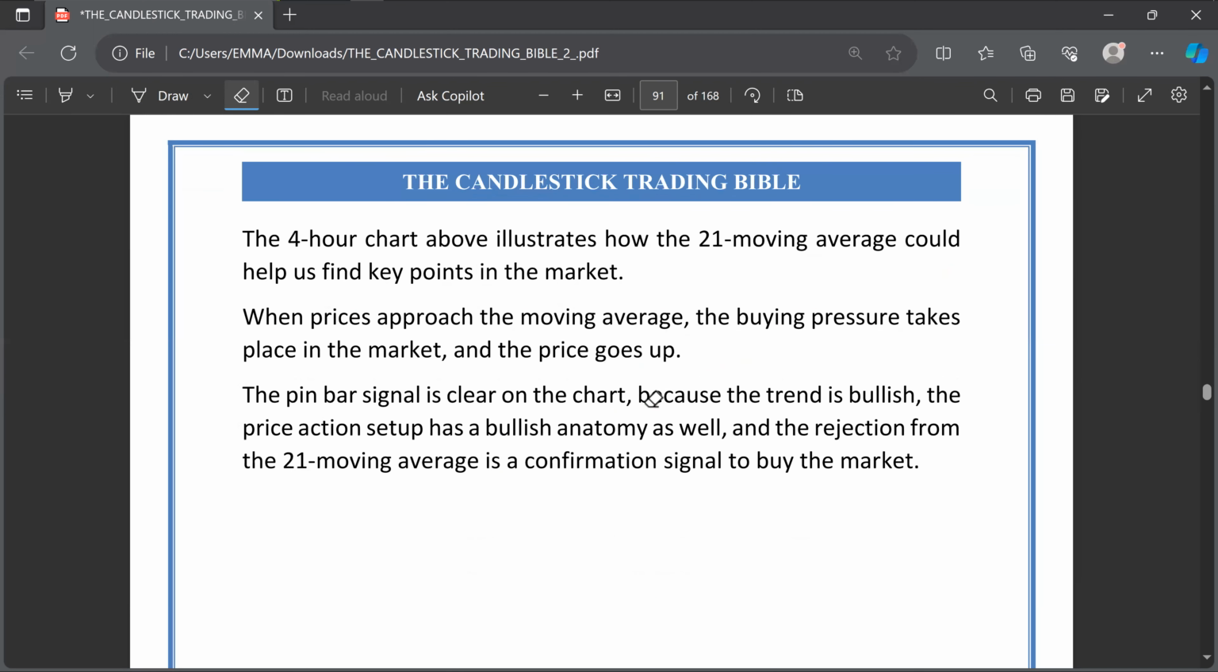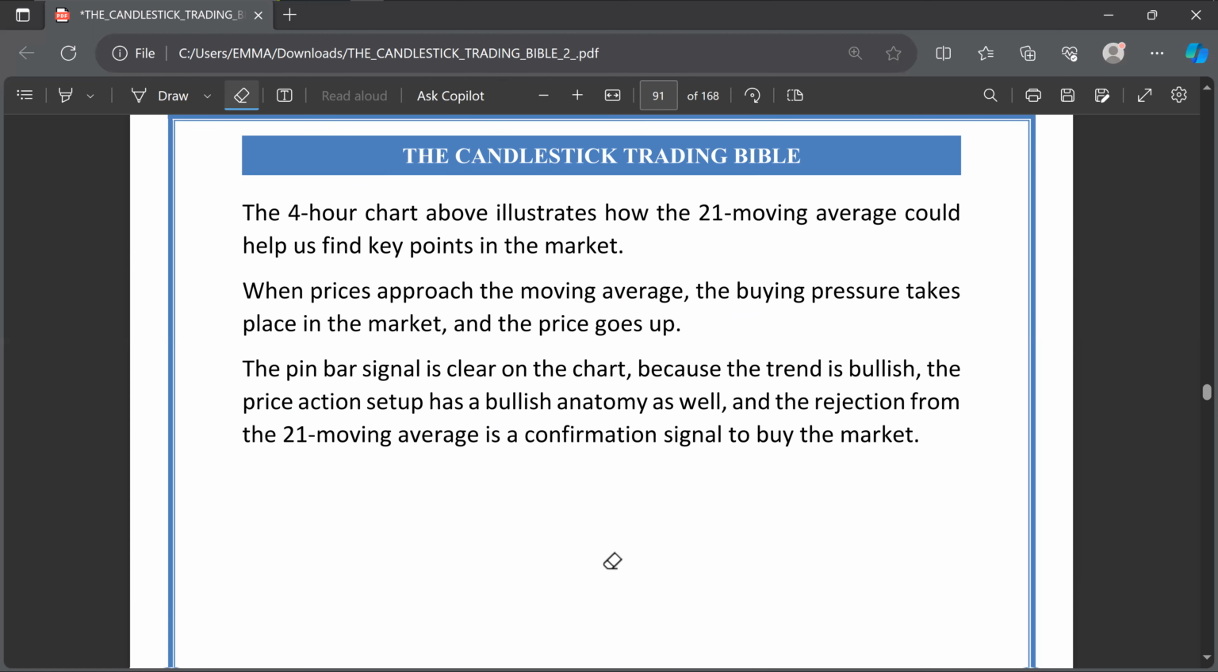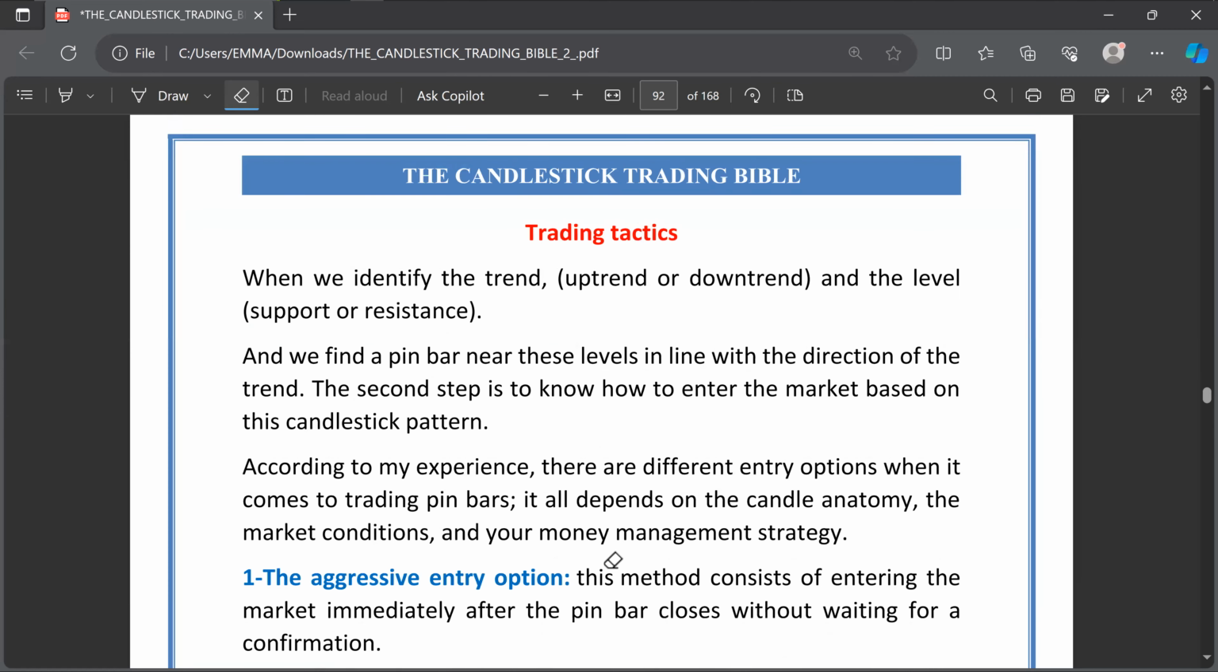Now, the 4-hour chart above illustrates how the 21 moving average helps us find key supports in the market. When prices approach the moving average, buying pressure takes place in the market, and the price goes up. The pin bar signal is clear on the charts, right? Because the trend is bullish, the price action setup has a bullish anatomy as well. And the rejection from the 21 moving average is a confirmation signal to buy the market. It's as simple as that.